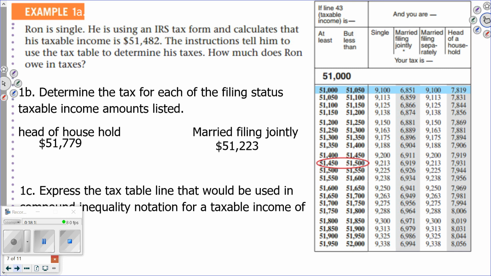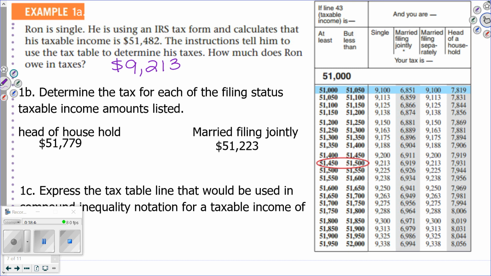So how much tax does he have to pay? Well, if you look over at the rest of all of these numbers, look at the top. Okay, there's single, married filing jointly, married filing separately, or head of household. So each column stands for something else. This told me Ron is single. So I'm going to go down the single column to the interval that he fell in, $9,213. No, that's how much he has to pay.